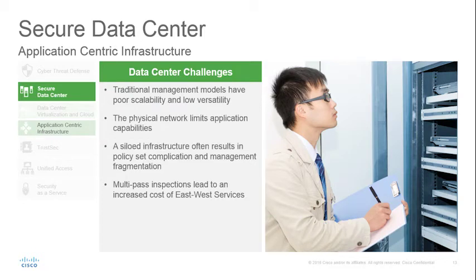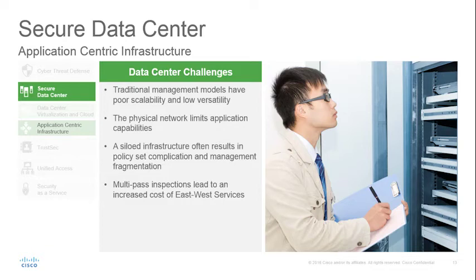Traditional approaches take a siloed operational view with no common operational model between the application, network, security, and cloud teams. Unfortunately, this approach often leads to poor scalability and low versatility, with complex traffic engineering and suboptimal paths. The physical network typically limits an application's ability to gather intelligence to abstract application flows. A siloed infrastructure also leads to policy set complication, with overlapping rule sets, complex inheritance, and oversubscription. Data management becomes fragmented between separate interfaces with no common objects or templates.